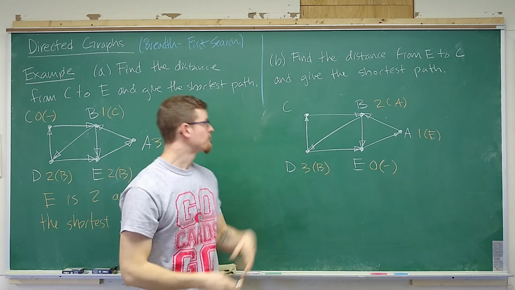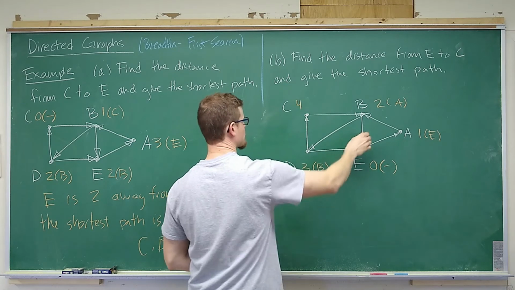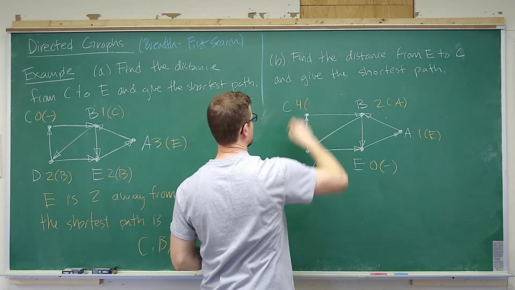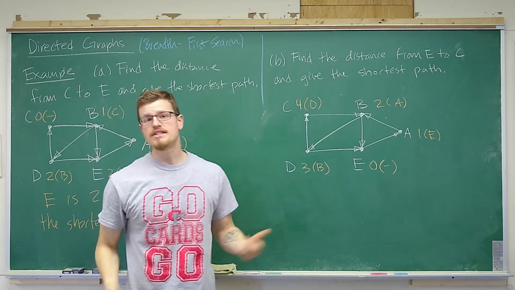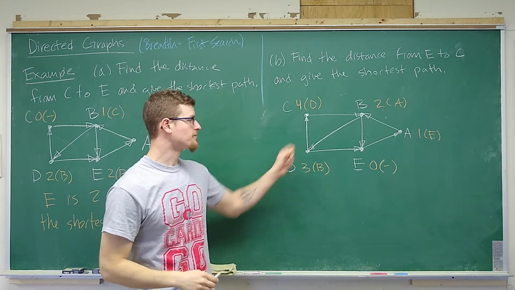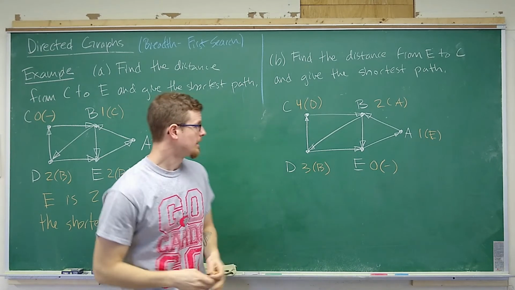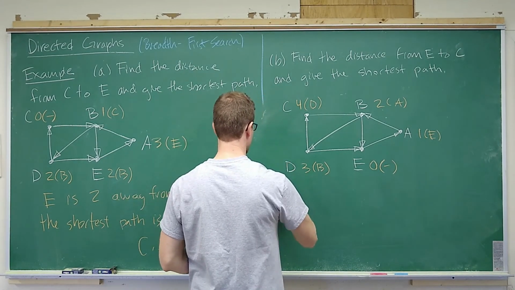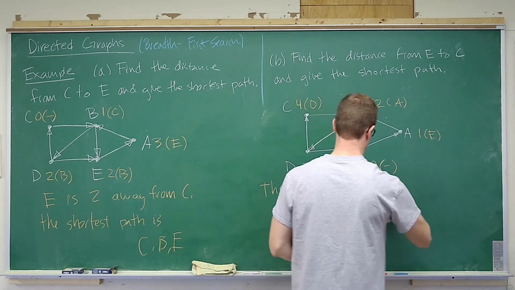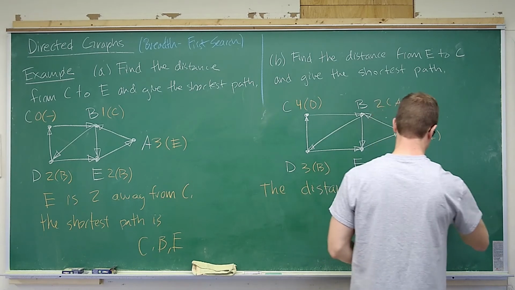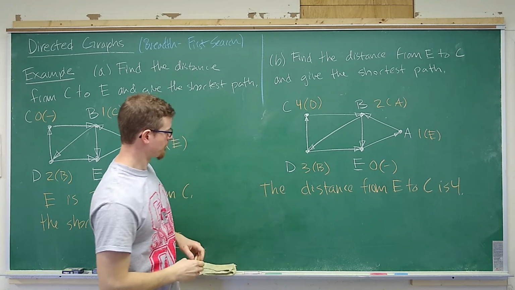And then finally we can get to C and say that C is a distance of 4 because we had to get to D and then go to C, a distance of 4 away from E, having predecessor D. So the distance is very different in this case. It's twice as far to go from E to C as it is to go from C to E. Okay. The distance from E to C is 4. Excellent. That language looks a little bit better than what we said over here.